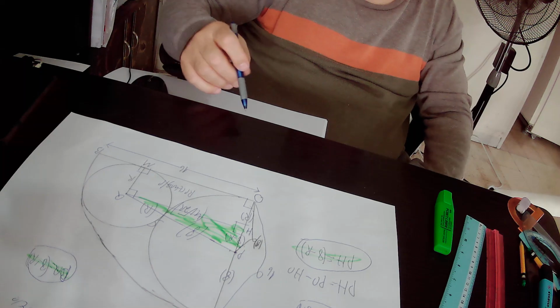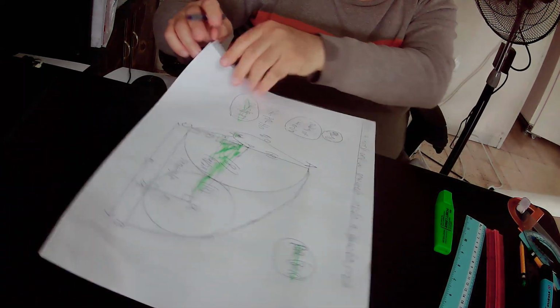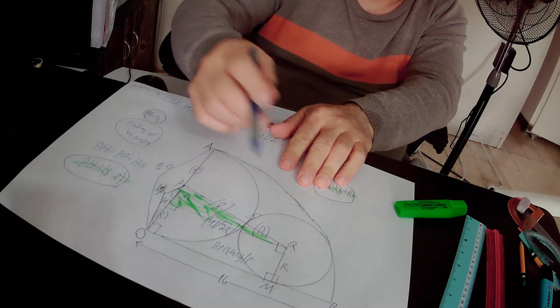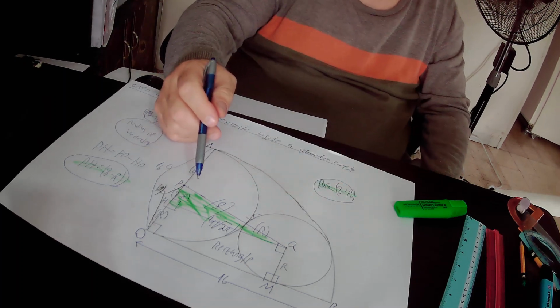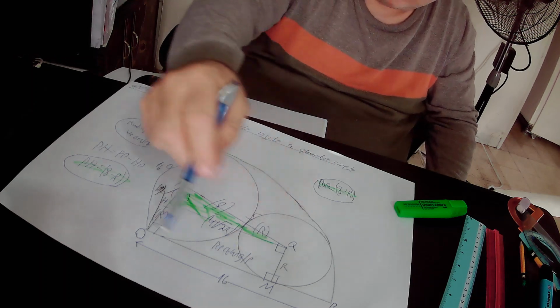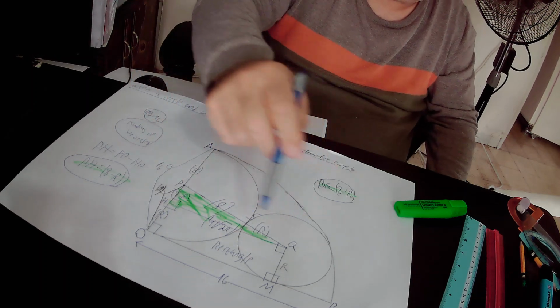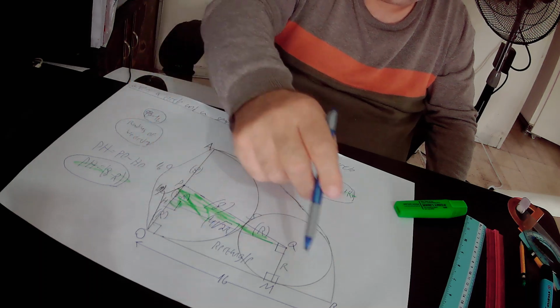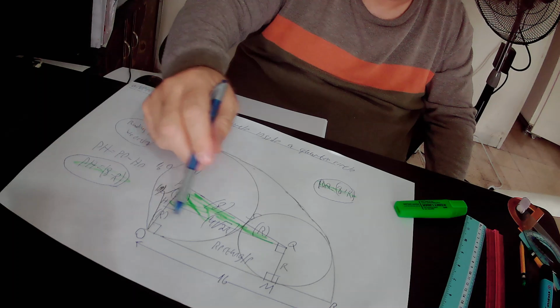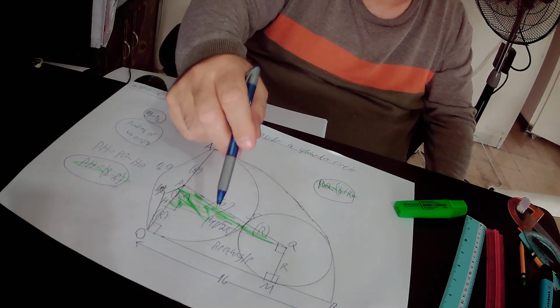But we have already found out that this quadrilateral HQMO is a rectangle, and we know that the opposite sides of a rectangle are equal to each other. So in rectangle HQMO, side HQ must be equal to the opposite side OM. But HQ is 4 times the square root of 2r, therefore OM must also be equal to 4 times the square root of 2r.